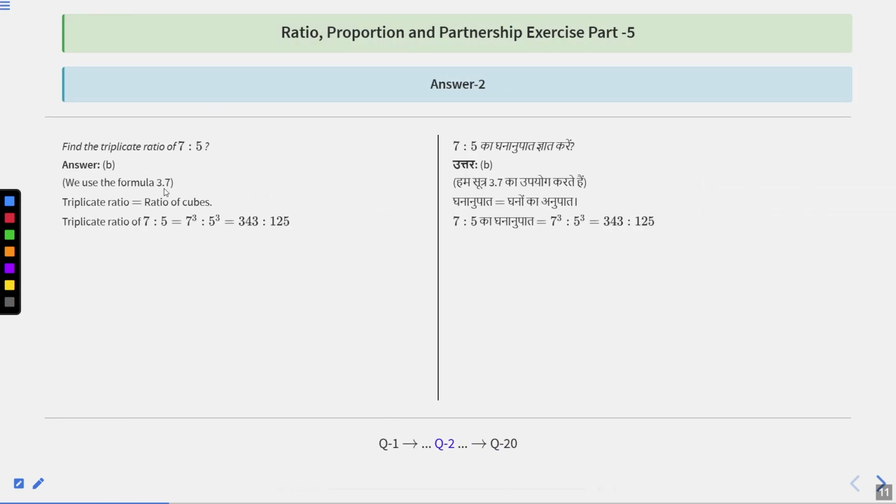Now we use the formula of triplicate ratio, which is 3.7, given in the starting. So the triplicate ratio is the cube of the ratio. Okay. So the ratio is 7:5. We cube the ratio. So 7 cube to 5 cube, which is 343:125. So B is the correct answer.